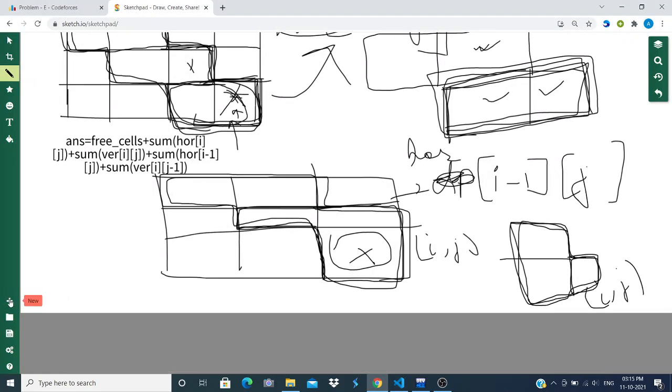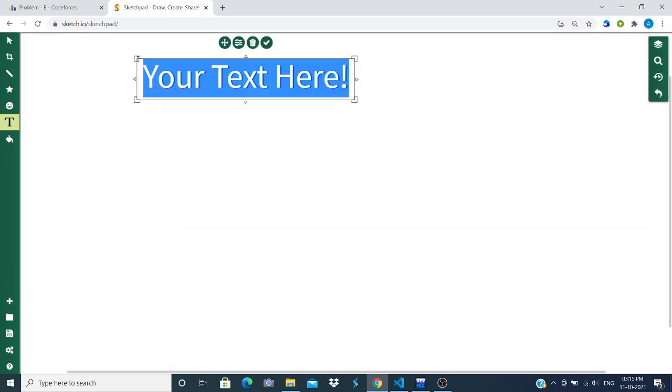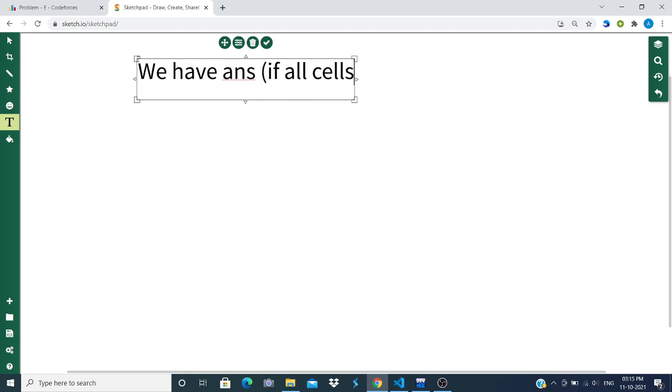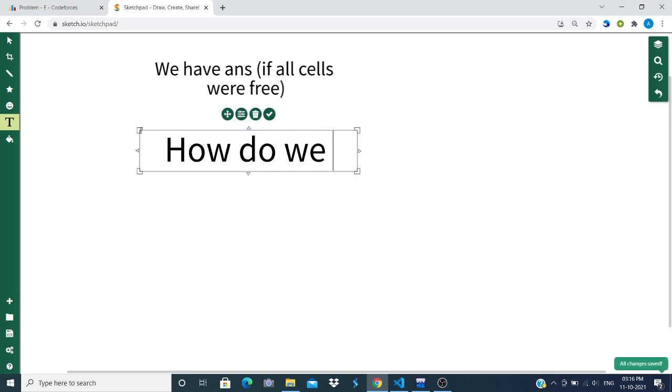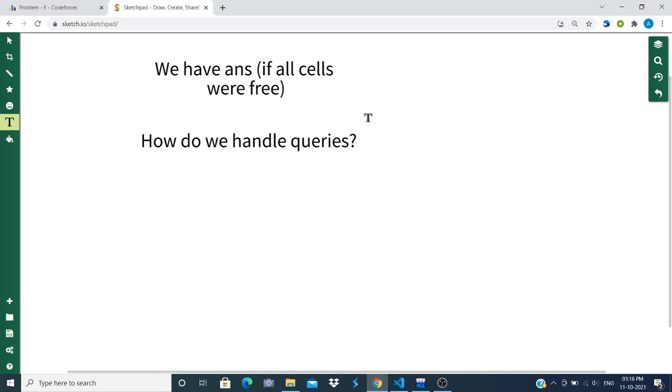So now we need to think about how we handle the queries, right? We have our initial answer, the answer if all cells were free. So the question is how do we handle queries, right? This is the major question: how do we handle the queries?